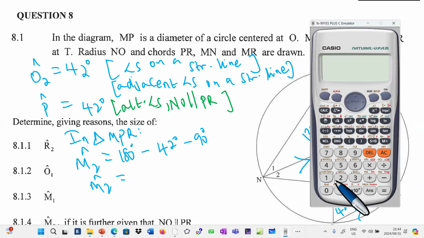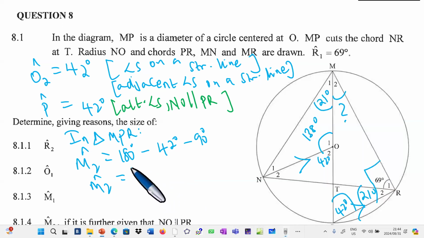Yeah, I believe you. 180 minus 42 degrees minus 90 degrees. The answer is actually 48 degrees. 48 degrees. That is it. So M2 is actually equal to 48 degrees. And this is what we get.